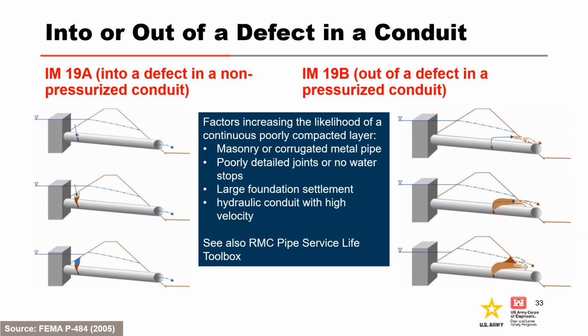For IM19A, to the left, erosion of the soil surrounding an open defect in a conduit may result in a sinkhole developing above the defect in the conduit. The mechanism for development of the sinkhole depends on the properties of the soil surrounding the conduit. Backward erosion piping of the soil backfill around the conduit if it is uniform, fine to medium sand, or concentrated leak erosion if the soil is plastic.